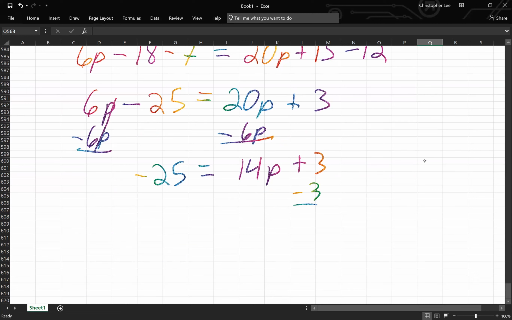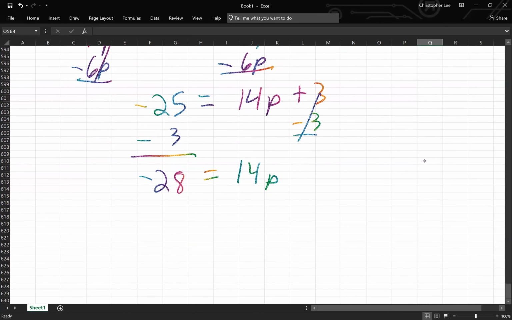Let's continue solving for p. I'm going to subtract 3 from over here. What I do to one side, do to the other. So now I have negative 28 is equal to 14p. After this, I want to divide by 14, get p by itself. What I do to one side, I have to do to the other. So now p is equal to negative 2.